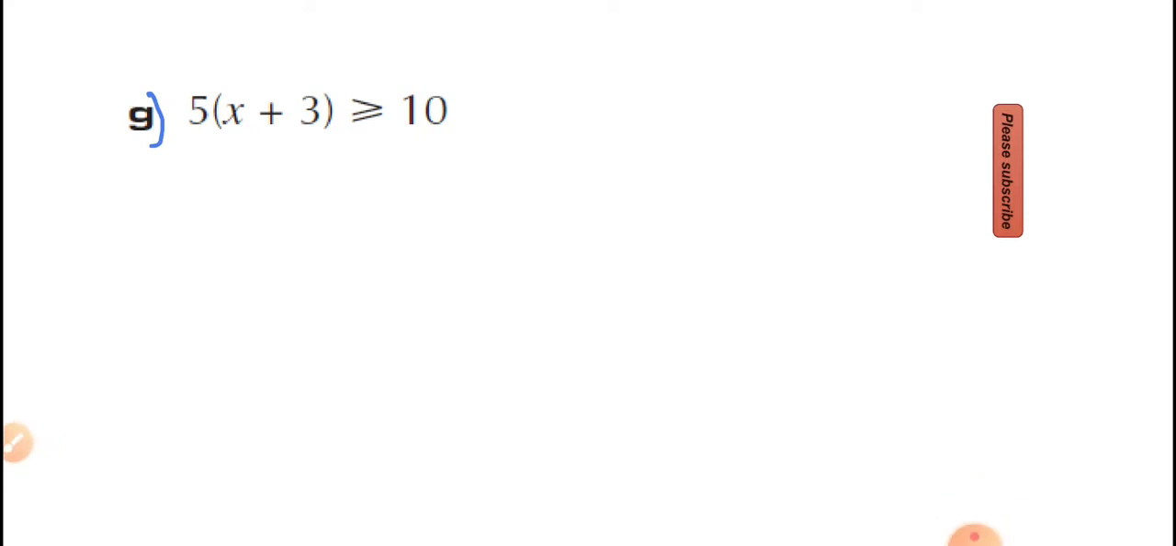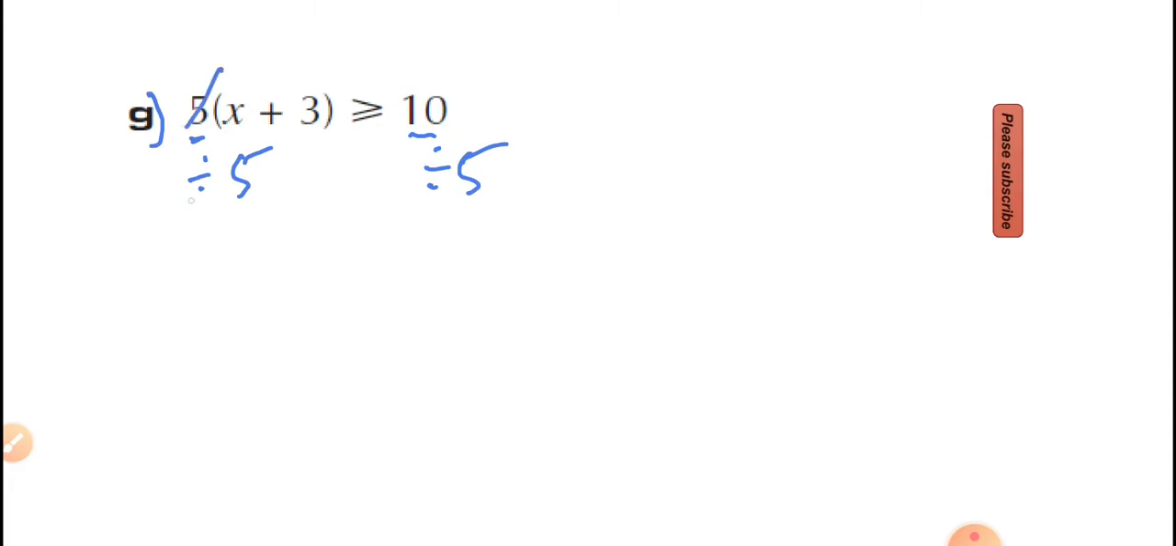So with question G, we have to get rid of this times 5 first. So we can either expand the bracket or we can divide both sides by 5. Since on the right hand side I can see 10, and 10 is a multiple of 5, I can just divide both sides by 5 rather than expanding the bracket. So divide by 5 on the left, divide by 5 on the right.